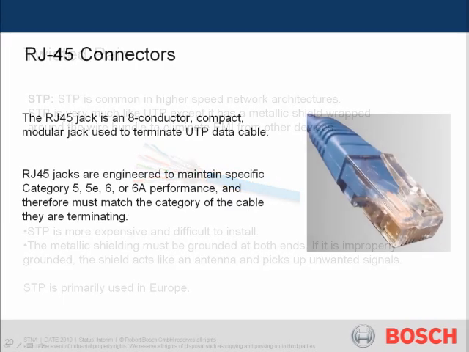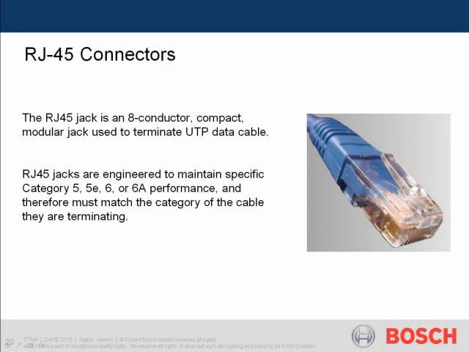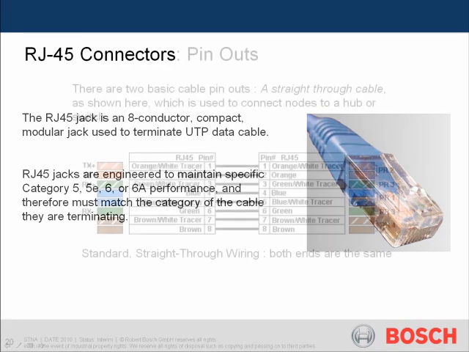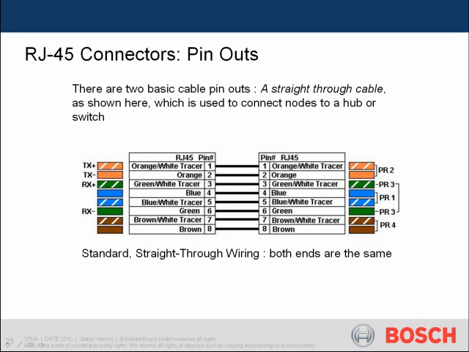If you've ever plugged a network cable into a computer, you've seen a jack that looks like this. This is an RJ45 jack. It's an 8-conductor, compact, modular jack used to terminate unshielded twisted pair cable. RJ45 jacks are engineered to maintain specific Category 5, 5E, 6, or 6A performance, and therefore they must match the category cable they are terminating. There are 2 basic types of twisted pair cables that you may come in contact with: a straight-through cable or a crossover cable.